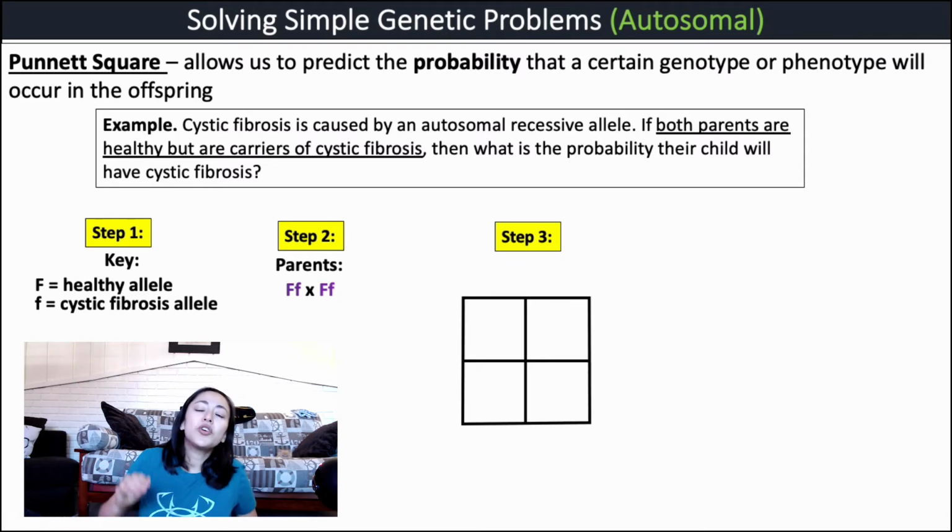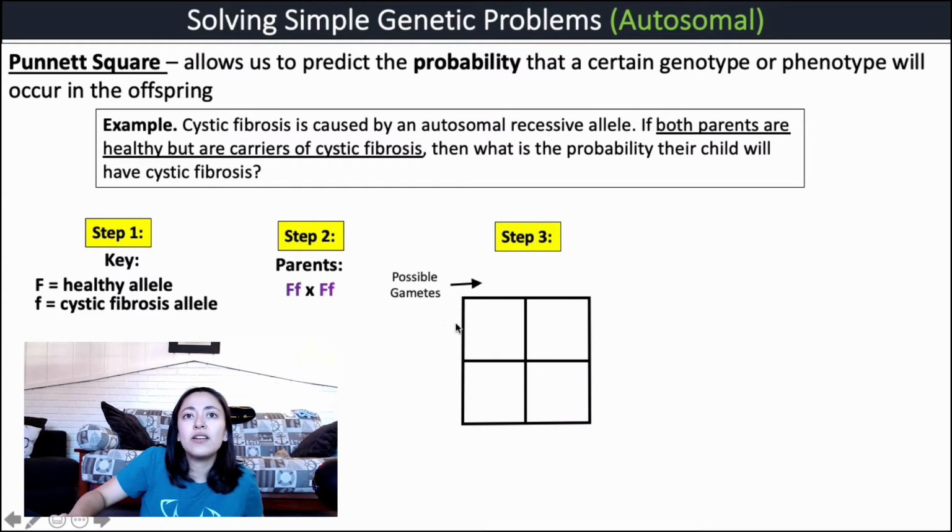Then the next thing you're going to do is you're going to write down the possible gametes that each parent can produce along the top of the square here and along the left side here. Okay, so you can pick either parent to start with. I always pick the first one that I wrote out. So what are the possible gametes that this individual can make? Well, remember, the alleles separate in the gametes, so they could have one gamete that has a big F, and then the other gamete would have a little f. So these are the possible gametes that parent can make, or the possible sperm if that was a male, or possible eggs if that was a female.